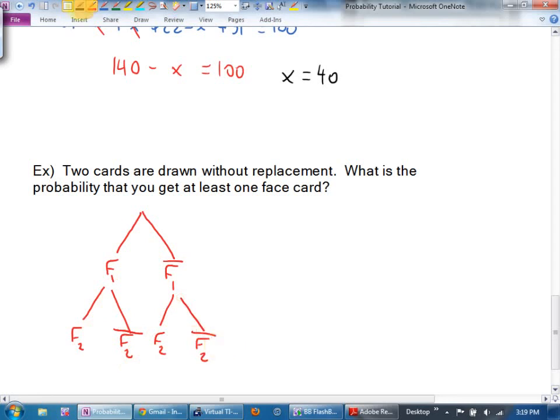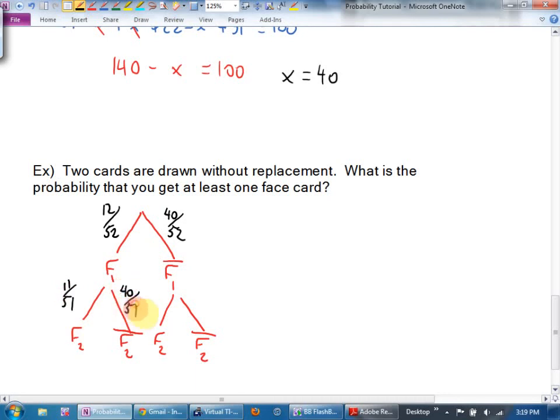How many face cards are there in the deck? 12 out of 52, 40 out of 52. Okay, down this branch, you pick the face card. How many face cards are left in the deck? 11 out of 51, 40 out of 51.